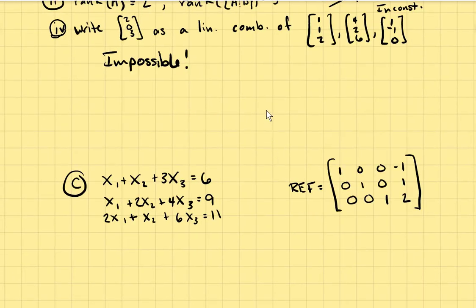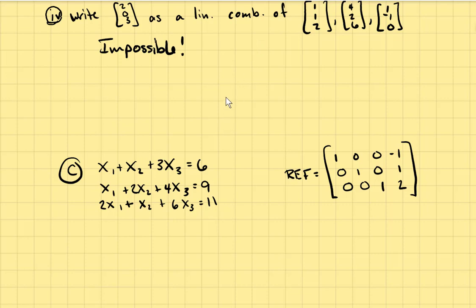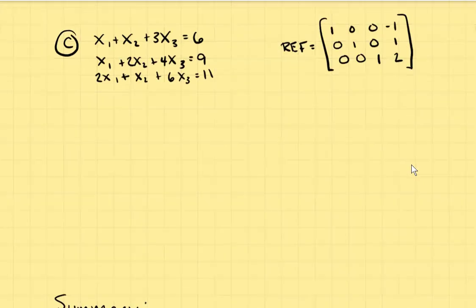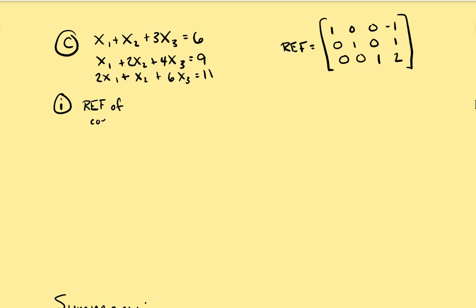Last one here. I think this will also go pretty quickly. Let's just run through it very quick. This one, we have another system, x1 plus x2 plus 3x3 equals 6, and so on. When I take that augmented matrix for that system and reduce it down completely to reduced echelon form, this is the augmented matrix that I'm left with. And so right away we can say, first part, asking us to write down the REF of the coefficient matrix.